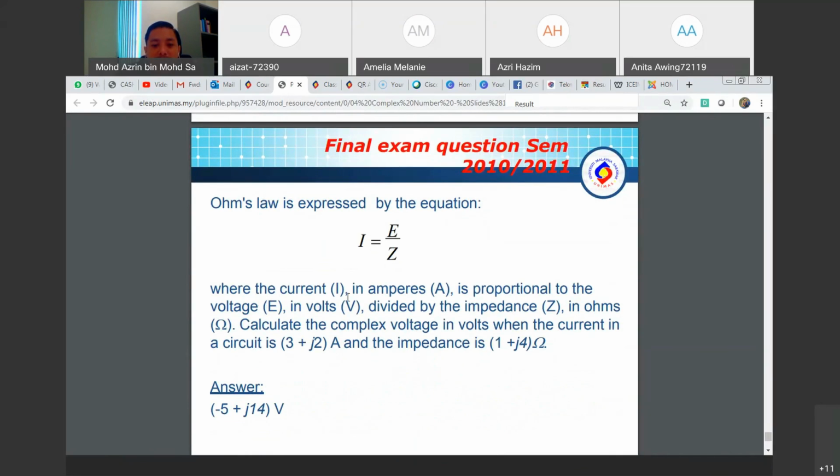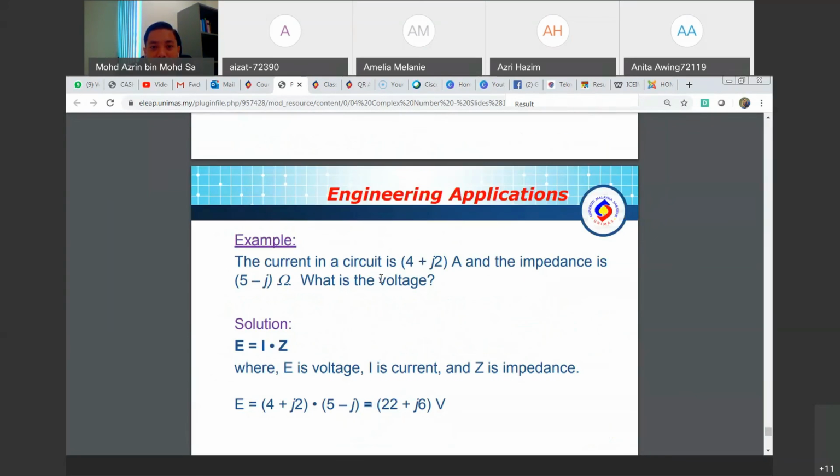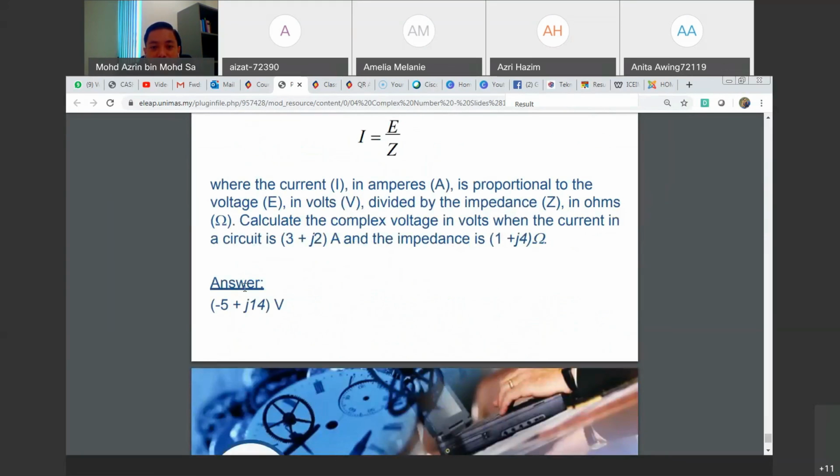where the current I in amperes and proportional to the voltage E in volts divided by the impedance Z in ohm, calculate the complex voltage in volts when the current in the circuit is 3 plus j2. So ditukarkan current to I ni 3 plus j2, then the impedance is Z2 equal to 1 plus j4. Nah, atas ni soalan lain, bawah soalan lain. So you get the answer here, negative 5 plus j14 voltage.